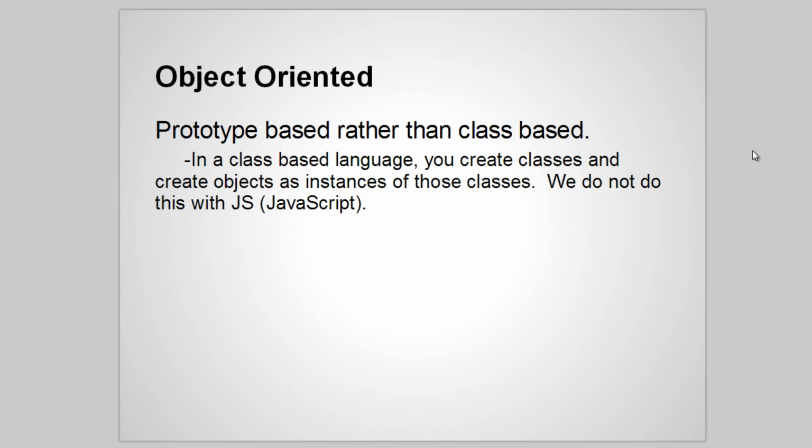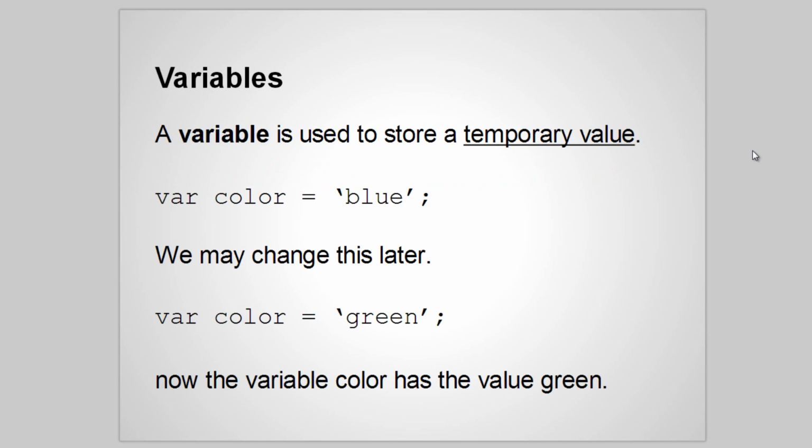So object-oriented, if you don't know much about objects or object-oriented programming, that's okay. Just to say this for those of you who do know, this is prototype-based rather than class-based. In a class-based language, you create classes and then create objects as instances of those classes. So basically, in JavaScript, we don't do this. Objects are created pretty much automatically and work a different way than normal object-oriented programming languages. So if you don't know what that means, just ignore it. We'll get into that later.